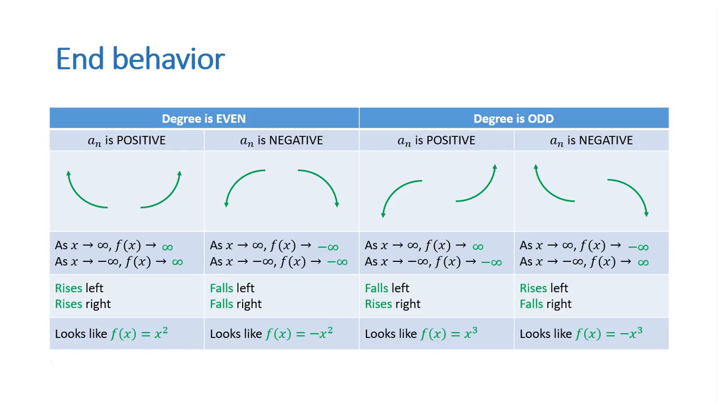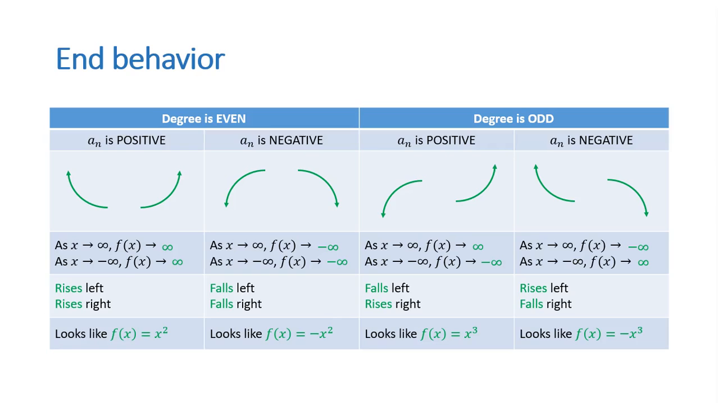So suppose the degree is odd and then the leading coefficient is positive. Anytime the degree is odd, the arrows are going to be pointing in opposite directions. So if the degree is odd and the leading coefficient is positive, we're falling to the left and we're rising to the right. In other words, the tails of our graph are going to look like the tails of the graph of the cubic parent function.